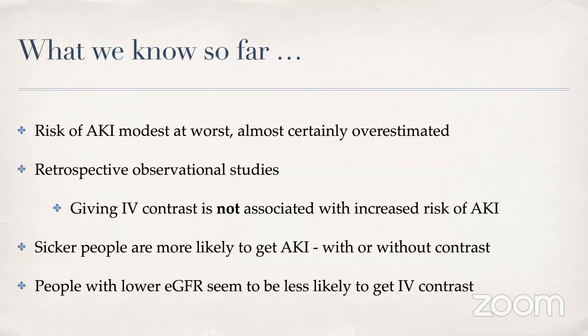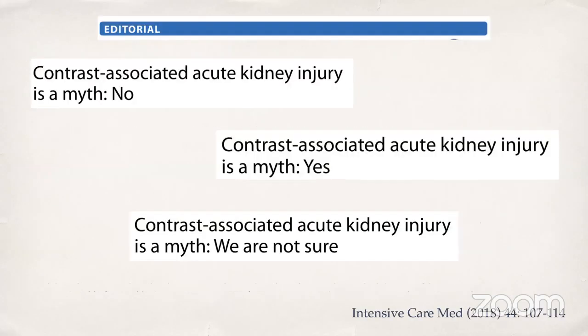So what we know so far is that the risk of acute kidney injury in response to contrast is modest at worst and almost certainly overestimated. In these studies, which are retrospective and observational, giving contrast was not associated with the risk of AKI. Sicker people are more likely to get AKI whether they do or don't get contrast, but also people with a lower GFR seem to be less likely to get IV contrast. That's also not a surprise because that's the way most of us practice.